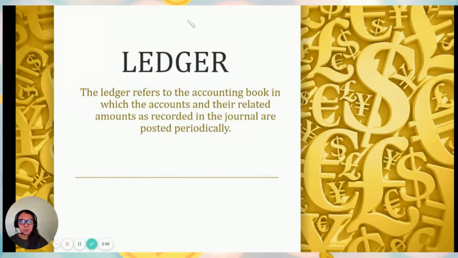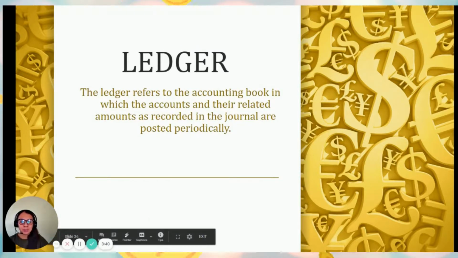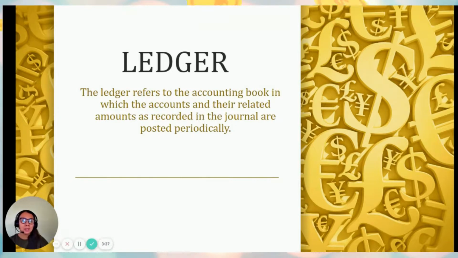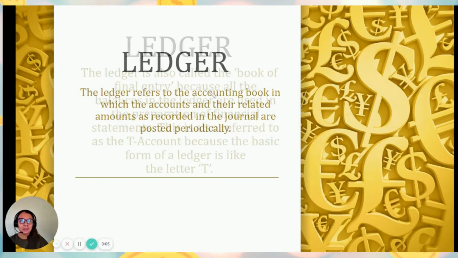Now let's move on to the other book of accounts, and that is the ledger. The ledger refers to the accounting book in which the accounts and their related amounts are recorded in the journal and are posted periodically. Now, the ledger is also called the book of final entry. If the journal is called the book of original entry, the ledger is called the book of final entry. This is because all the balances in the ledger are used in the preparation of your financial statements. Now, this is also referred to as the T account because the basic form of a ledger is like the letter T.